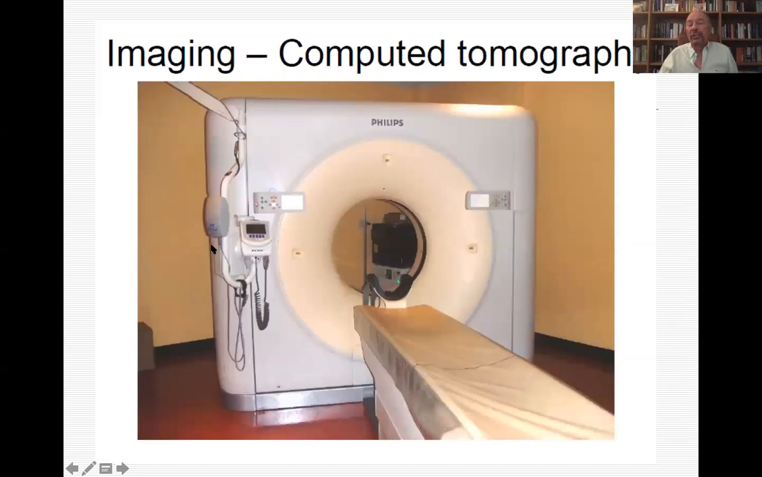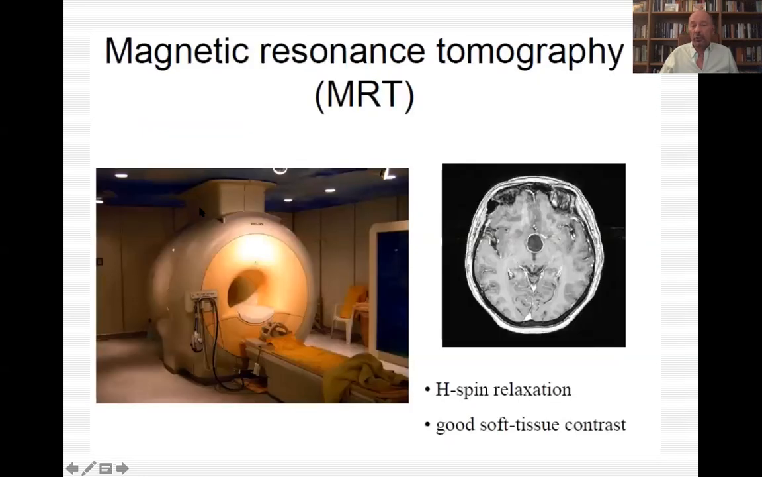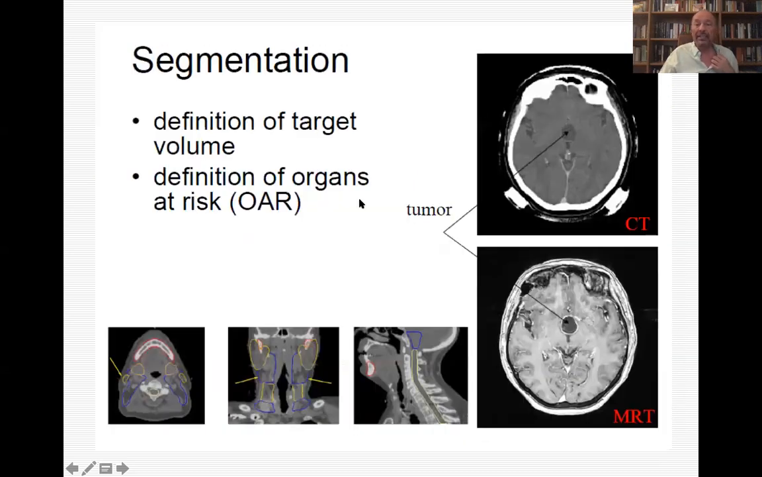So quickly, the imaging is either CT scans, computer tomography, or these days also very much MRT, magnetic resonance tomography, where you can see much better the soft tissue, while in CT scan you see better the bone tissue. Segmentation is particularly important. You see here, this is, for example, a brain tumor visualized in a CT scan and in MRT. And then you have to define the target. And we will see how you define the target, because it's not obvious. It looks obvious here, but it's not so obvious.